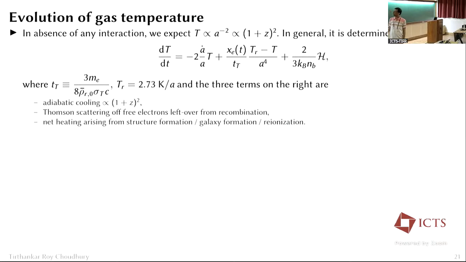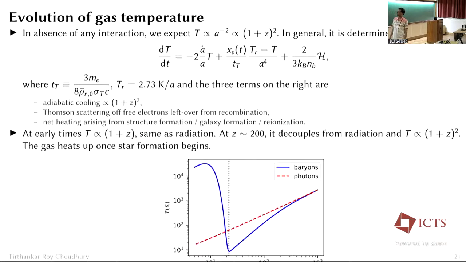So you can write all these terms and try to solve this. You will find that the temperature of the gas evolves like this. Just for reference, I have shown you the temperature of the baryons, and that of the photons, the CMB temperature, which simply falls as 1 plus z. What happens is that at early times, the temperature of the gas tracks the temperature of the photons.